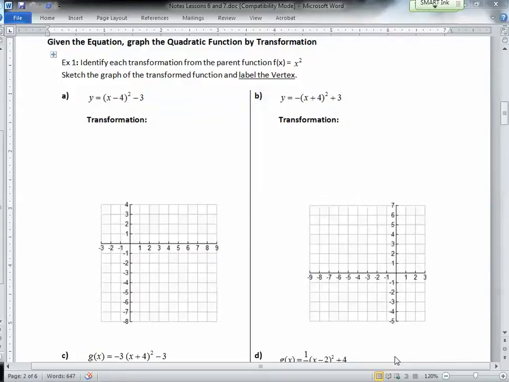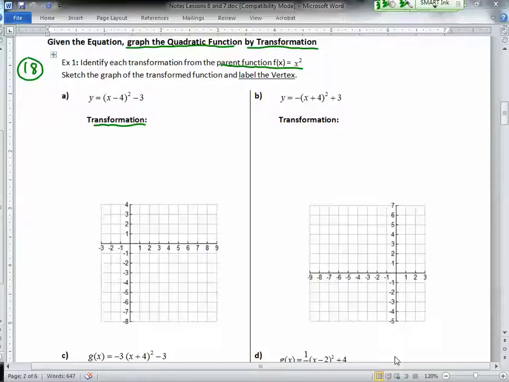All right, cool. So let's move on to the next slide, page 18. Given the equation, graph the quadratic function by transformation. We're going to start with our parent function, which was just the y equals x squared basic graph that we did. And then we're going to apply each of our transformations to it. So first step, we're going to identify the transformations, and then we're going to graph it.